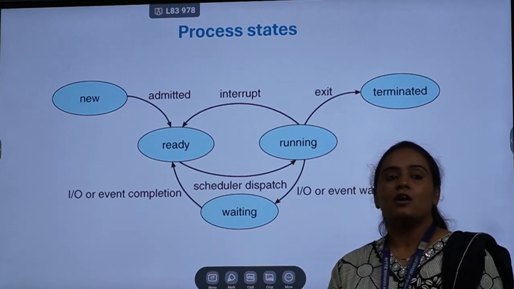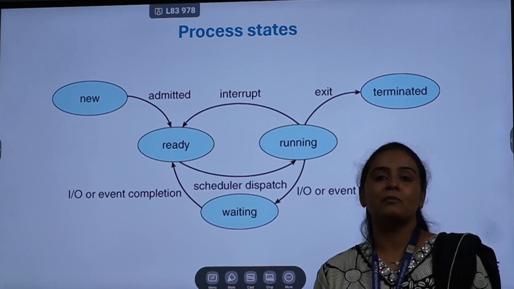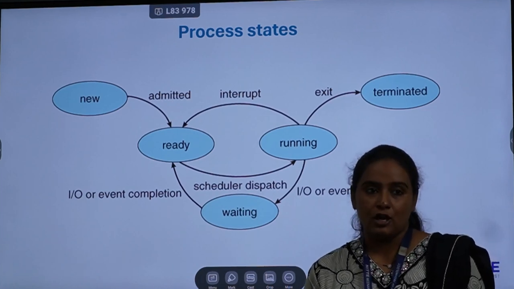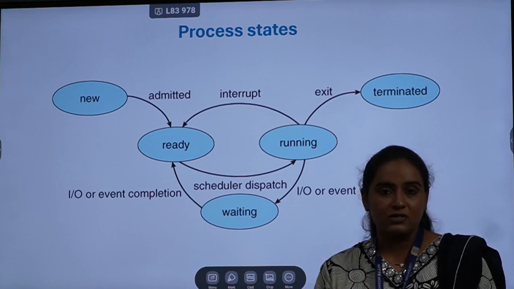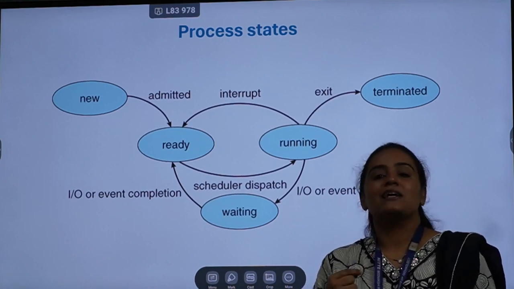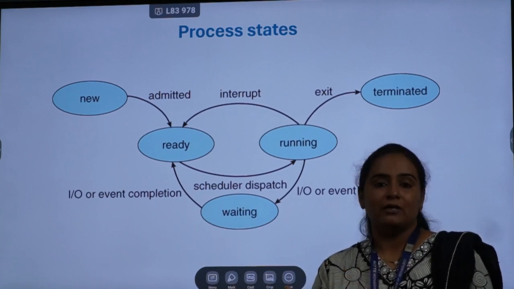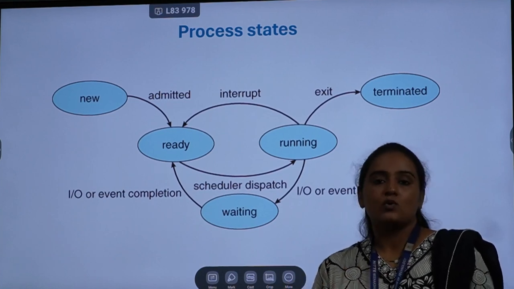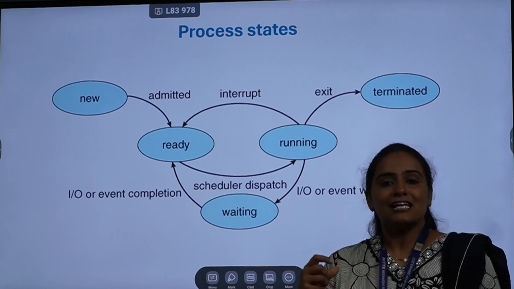Before starting off process states, we should know what a process is. A process is nothing but a program under execution. When we write any program, that program will be stored in secondary memory. When a program has to be executed, it should be brought from secondary memory to the main memory. The OS will do that work. Once a program is brought from secondary memory to the main memory, that is called a process.